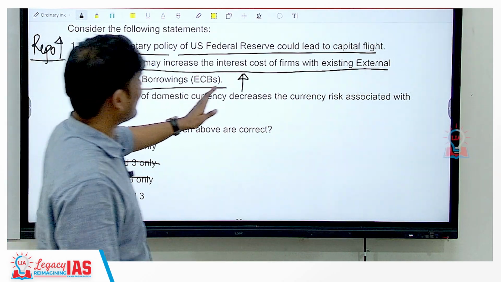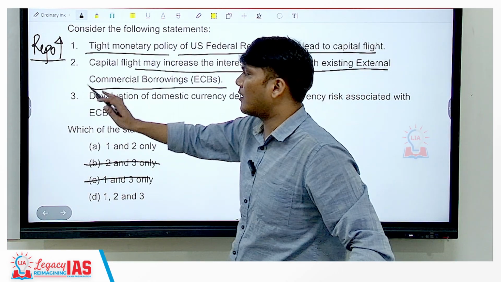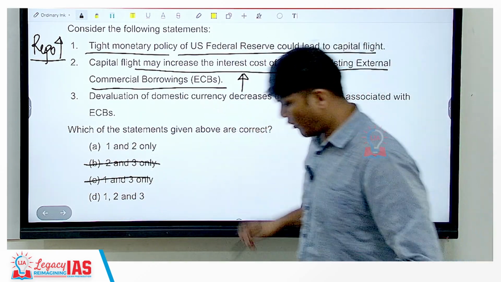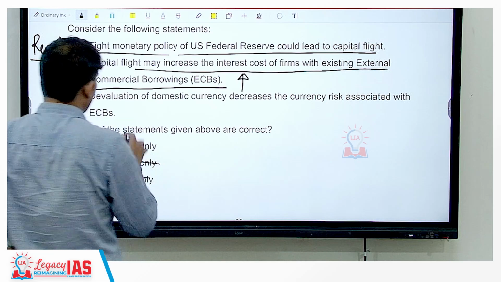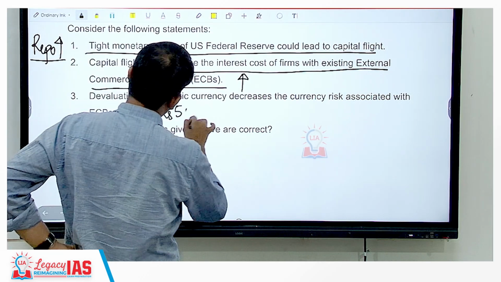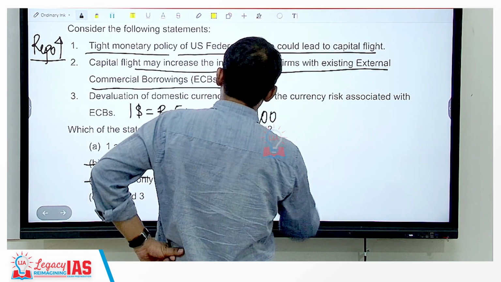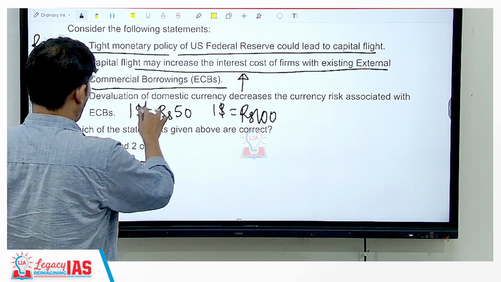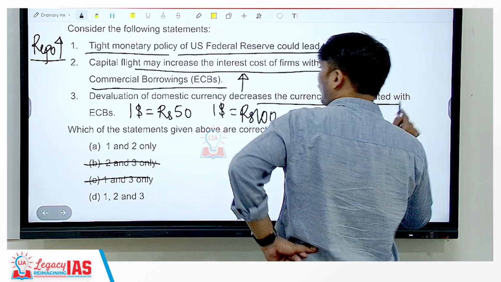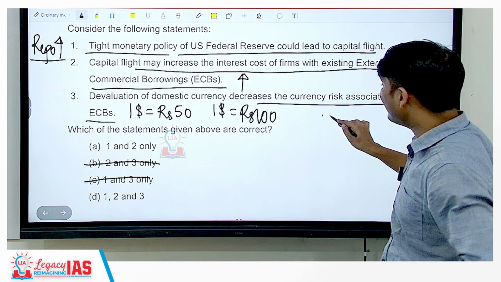Statement 3: Devaluation of domestic currency decreases the currency risk associated with external commercial borrowings. It says devaluation of domestic currency, meaning earlier if $1 equals rupees 50, now $1 equals rupees 100. It is saying that devaluation of domestic currency decreases the currency risk associated with external commercial borrowings. No, it increases the risk.